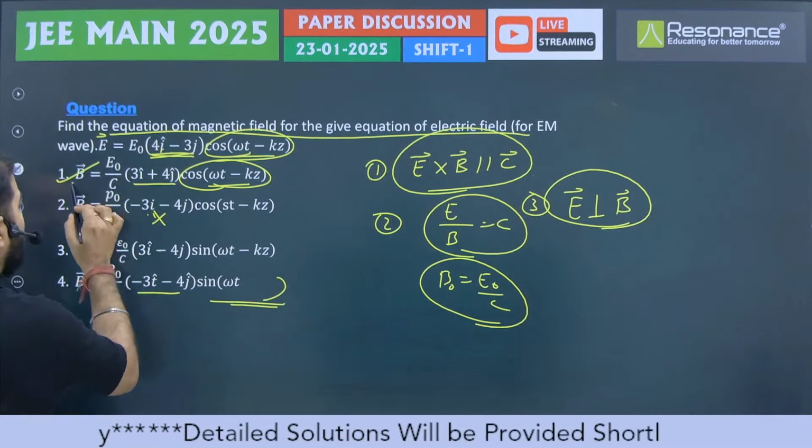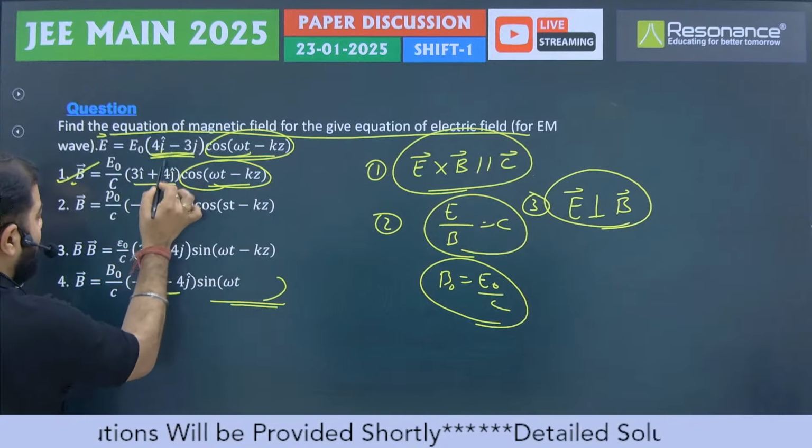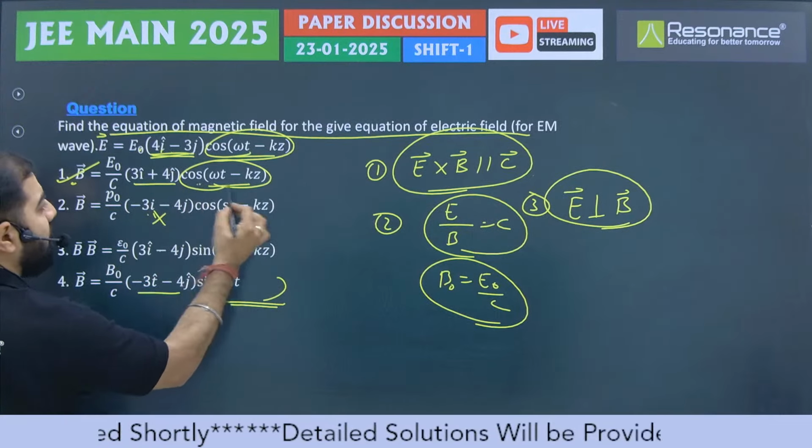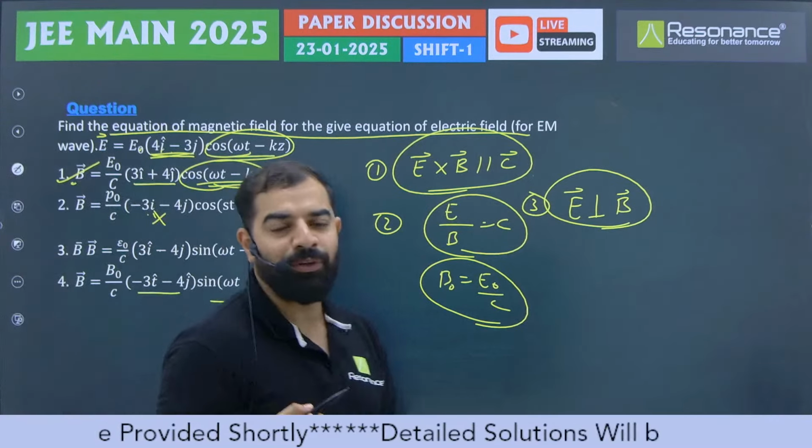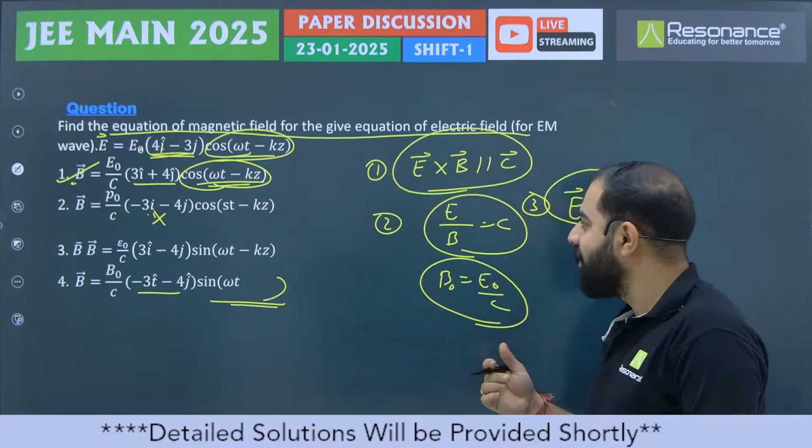So we'll go with option number 1. E naught by C, 3i plus 4j, dot of them is 0. So they are mutually perpendicular. This argument remains the same and B naught equals E naught by C. Right? So going through this, I hope we have understood this question. So we'll go for option 1.